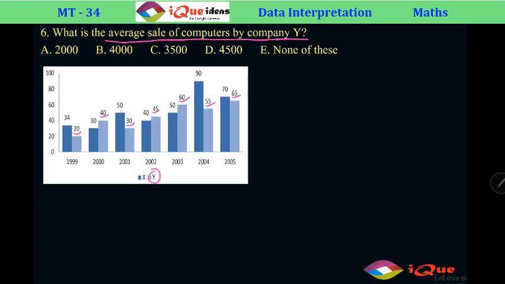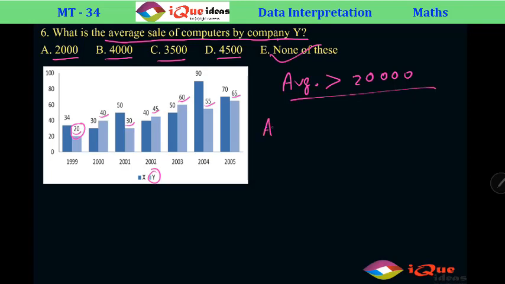So the minimum value here I can see is 20,000. So the average has to be greater than the minimum value, that is 20,000. If you look at the options, 2,000, 4,000, 35,000, 3,500, 4,500, none of them are above 20,000. So that means the answer is straight away none of these, very clearly, without any calculation.